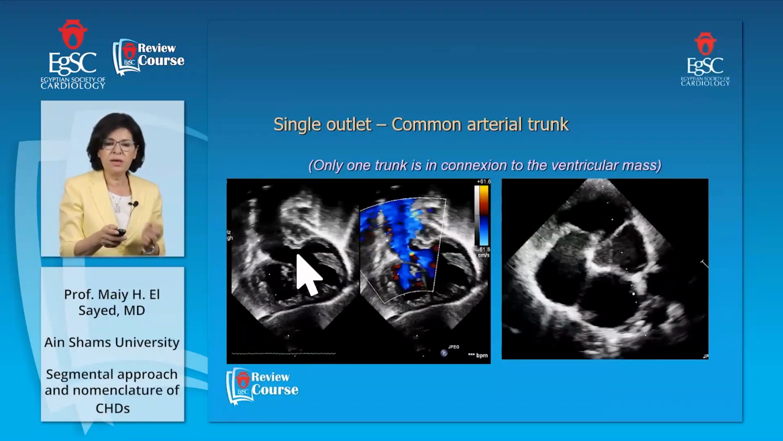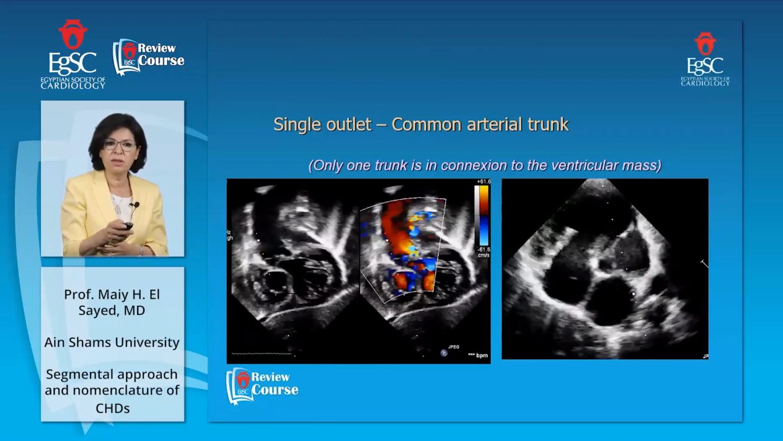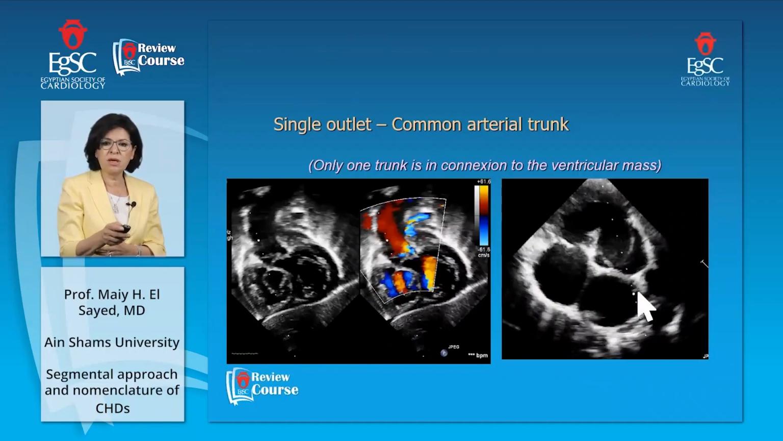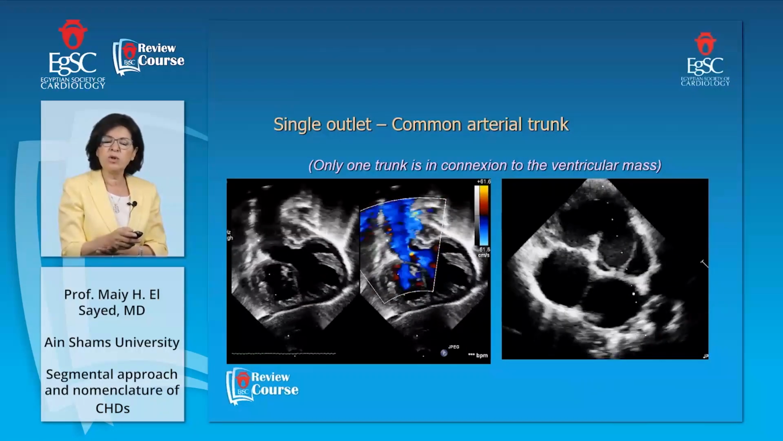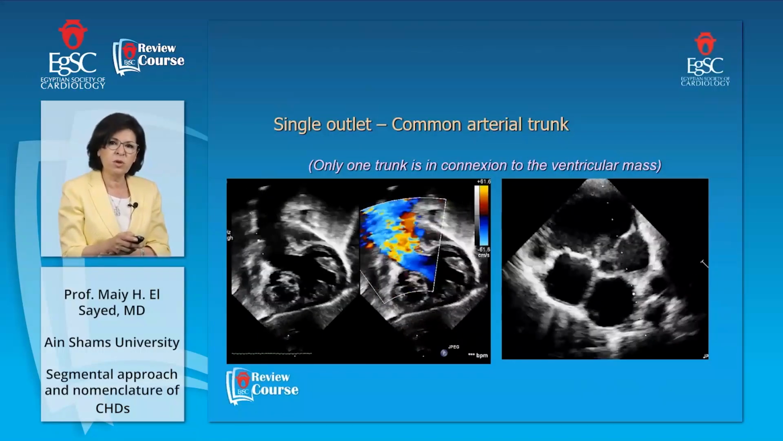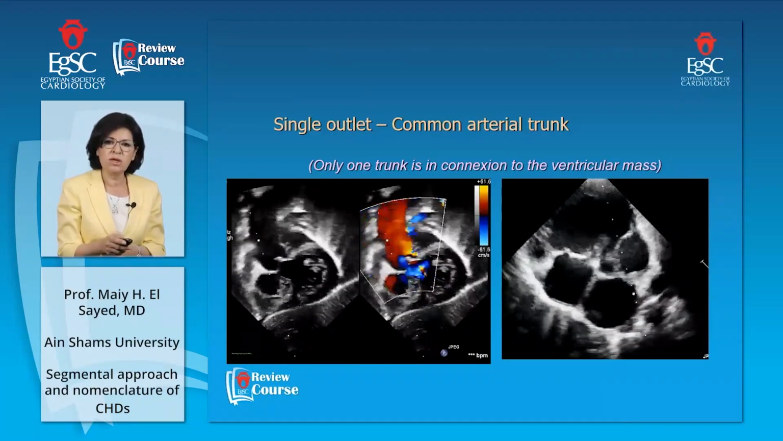You can see from the left-hand side, there is a large trunk giving off the pulmonary arteries. And from the parasternal long and short axis, it's a very large origin of the trunk. And usually the leaflets are quadrileaflet. They are not usually trileaflet. It's a large trunk, dilated root, and usually it is quadrileaflet.